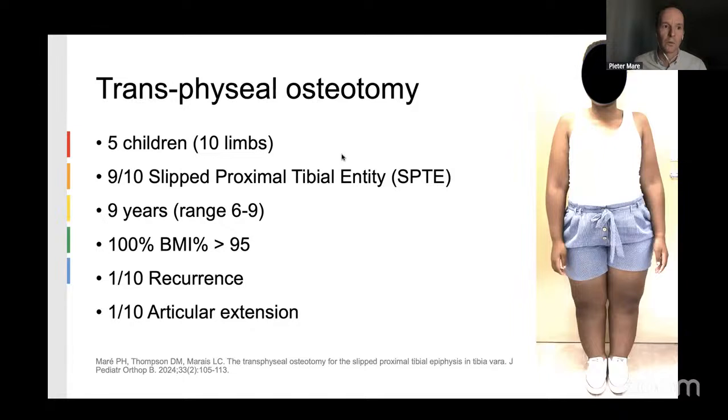So we went on to perform this procedure in 10 more cases. 9 out of the 10 had the features of the slipped proximal tibial epiphysis. The age ranged from 6 to 9, and 100% of them were extremely obese. Our complication rate was relatively high for such low numbers, though. 1 in 10 had recurrence because we missed the physis. We went too distal, and one of these patients had articular extension of the osteotomy because we didn't appreciate the extent of the procurvatum in that individual case. So it is a relatively high complication rate. There's a significant risk of vascular compromise or compartment syndrome. So be cautious if you embark on it.